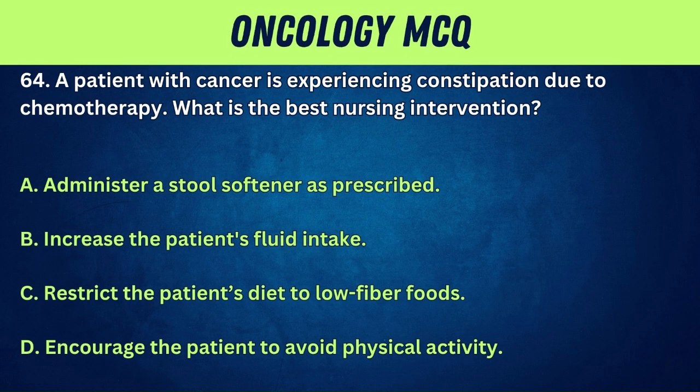64. A patient with cancer is experiencing constipation due to chemotherapy. What is the best nursing intervention? A. Administer a stool softener as prescribed. B. Increase the patient's fluid intake. C. Restrict the patient's diet to low-fiber foods. D. Encourage the patient to avoid physical activity.